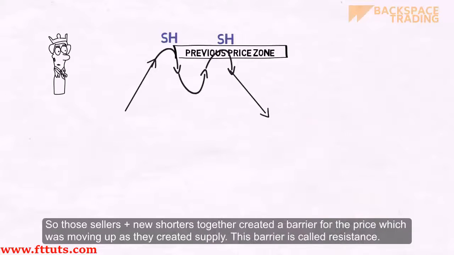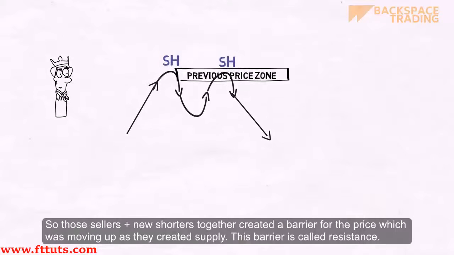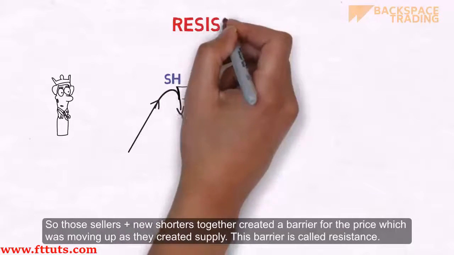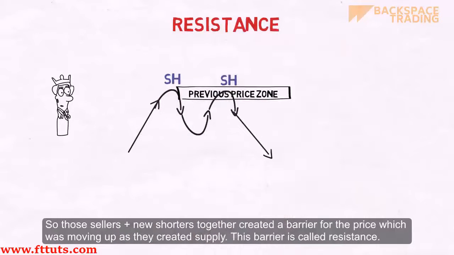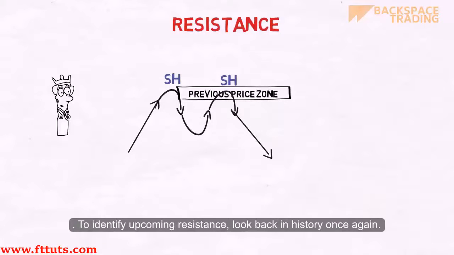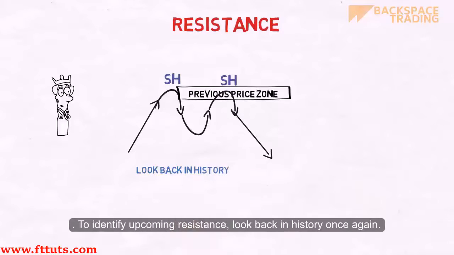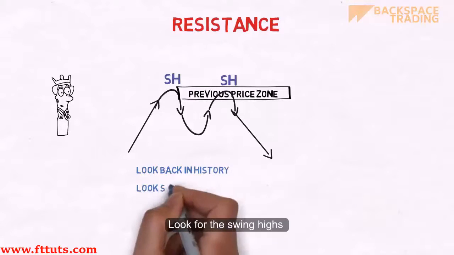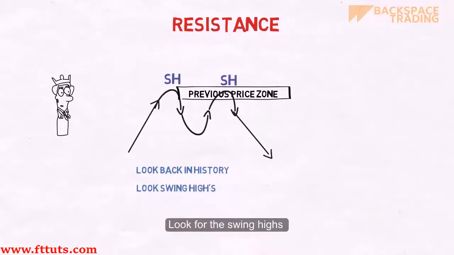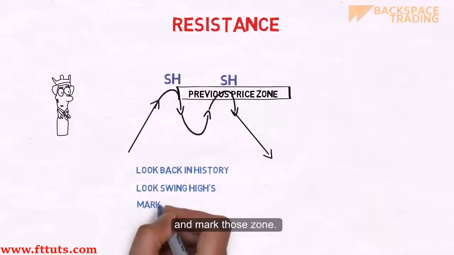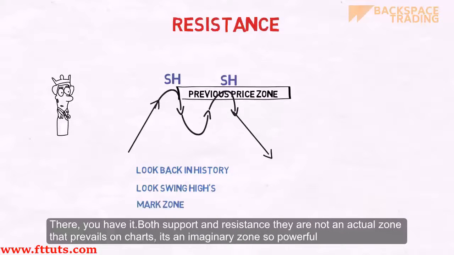So those sellers plus new shorters together created a barrier for the price which was moving up, as they created supply. This barrier is called resistance. To identify upcoming resistance, look back in history, exactly the same thing, and look for the swing highs and mark those zones. There you have it.